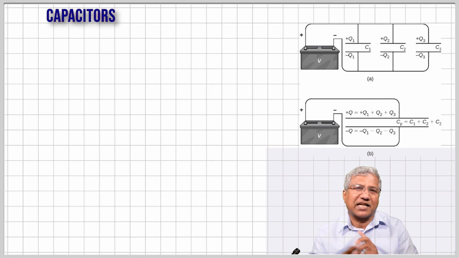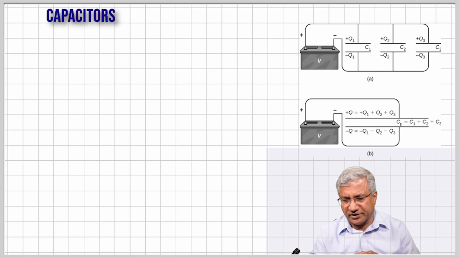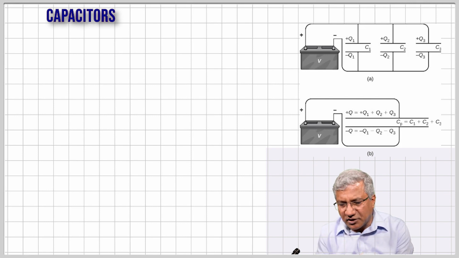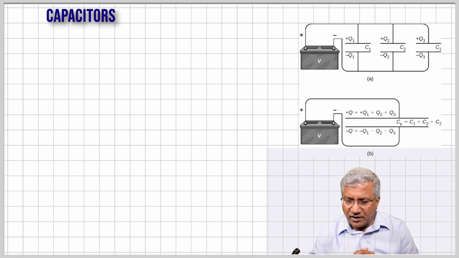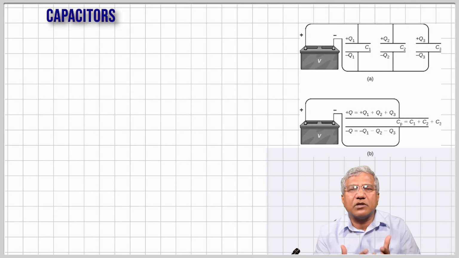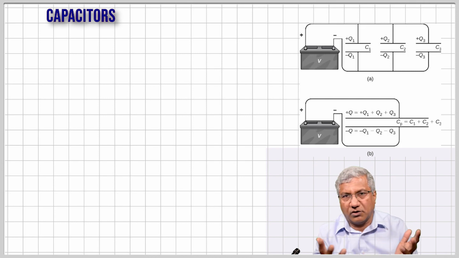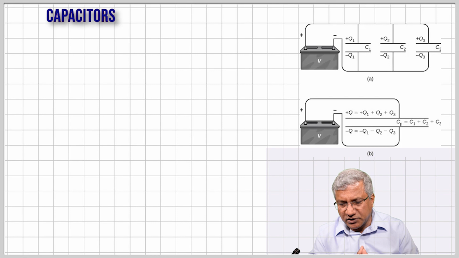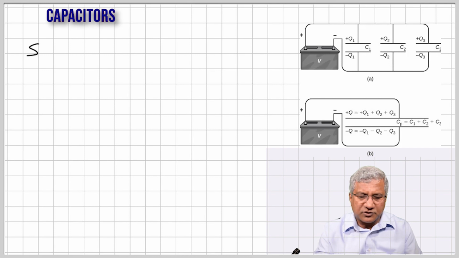You see, it's exactly opposite of the series combination. The voltage will be the same, but the charges will be different. And therefore, we can now replace these three capacitors with a single capacitance as shown below. And the charge on that capacitance must be the total charge of all the other three. So that's why Q is shown as Q1 plus Q2 plus Q3. Okay? And let's work out the formula.